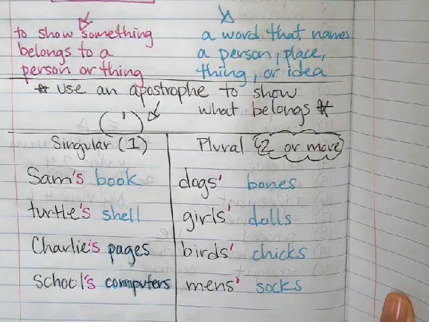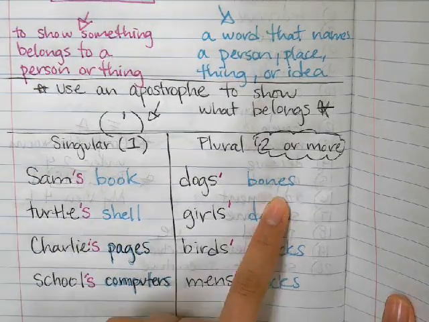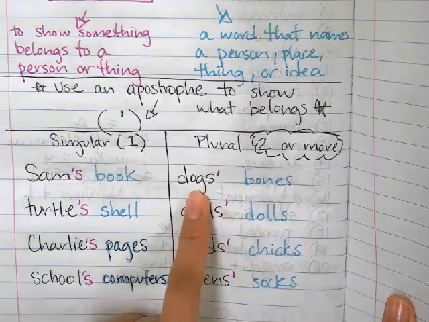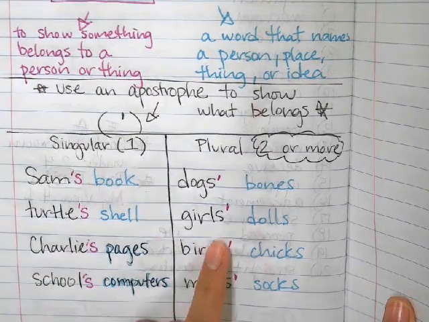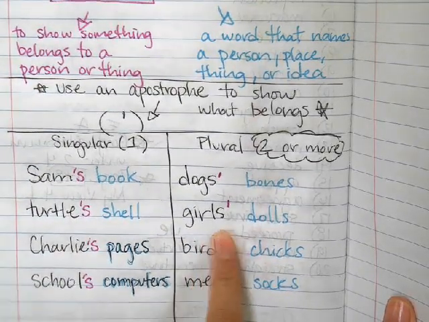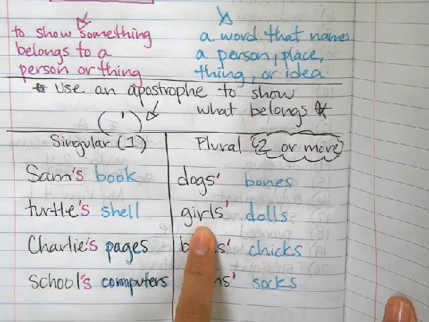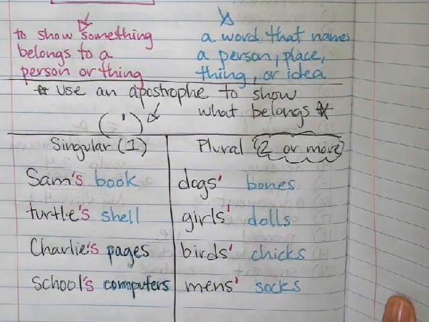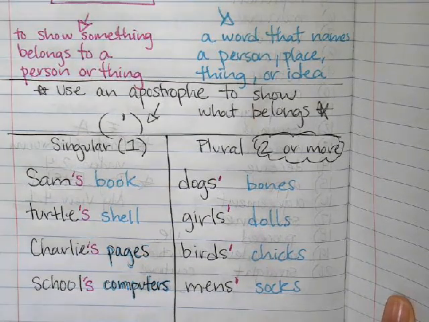Now we have some plurals like dogs, girls, birds, and men's. So the bones belong to all of the dogs. So it's the dogs' bones. The apostrophe goes after the S. Same thing. Many girls have dolls, so the dolls belong to the girls. So they're the girls' dolls. The apostrophe goes after the S. Same thing with birds. The birds and the chicks, it's the birds' chicks, and men's socks.